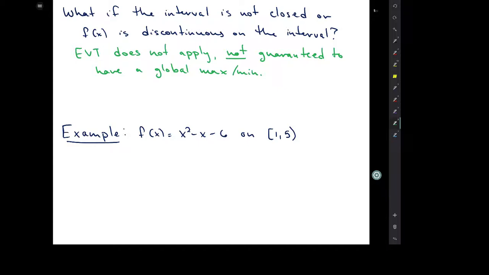So let's look at the same function that we've been dealing with. So this is f of x equals x squared minus x minus 6. And in this case, we're going to look on the interval from 0 to 5. And notice that this interval does not include 5.